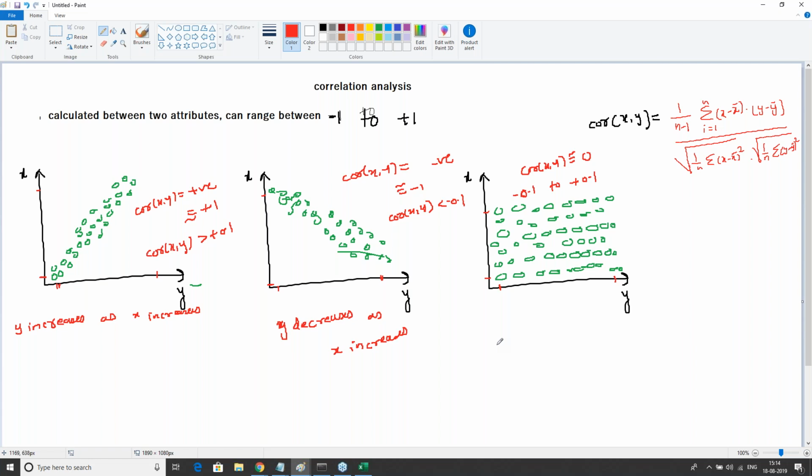So by looking at the value of correlation between the two features, or two attributes, we can make sense of what the possible impact would be. Is it like case 1, case 2 or case 3? Case 1 and case 2 are good impacting features, right? And case 3 is bad impact, or no impact, no pattern, no relationship at all.